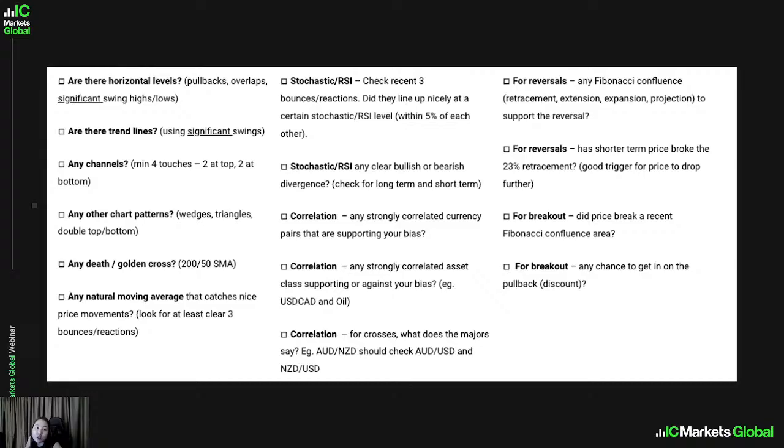Let me pull out TradingView. Okay, guys, let's see if we got... Sorry, I pulled out the wrong chart. Give me a minute.